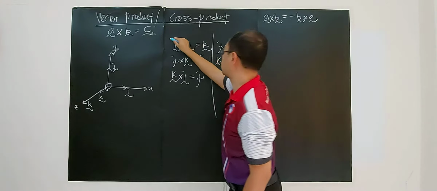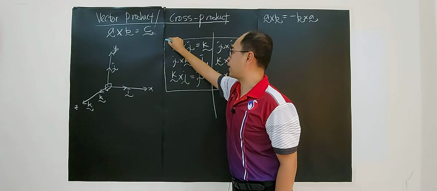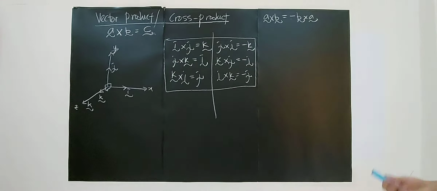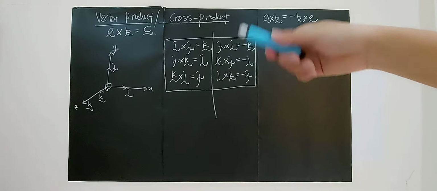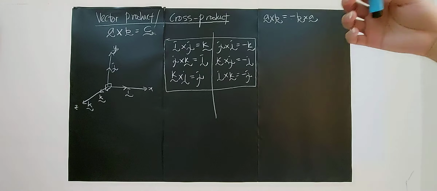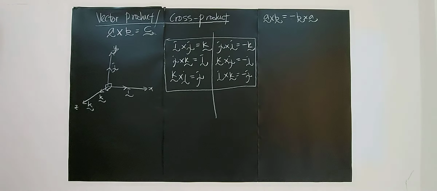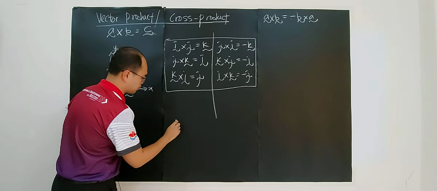This is an important result. Before I tell you how to do cross product, I have to tell you this, so that you understand why we do cross product in that way. There is a way of memorizing this result.